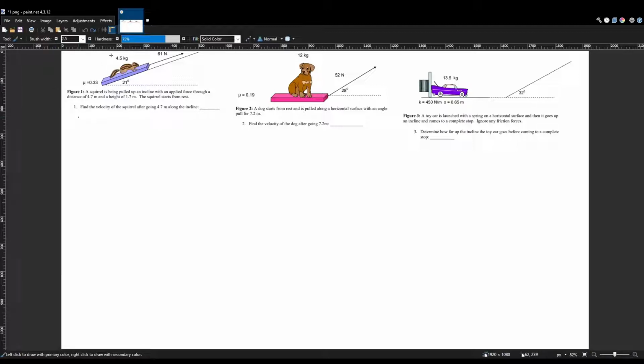Our first one says, a squirrel is being pulled up an incline with an applied force through a distance of 4.7 meters and a height of 1.7 meters. The squirrel starts from rest, and we're supposed to find the final velocity of the squirrel after going 4.7 meters up that incline.